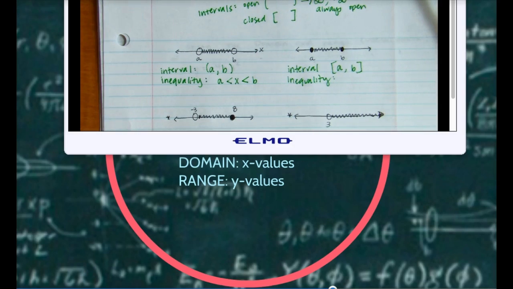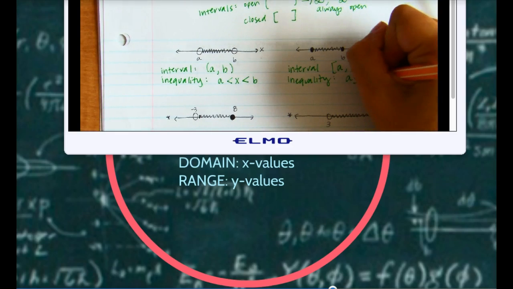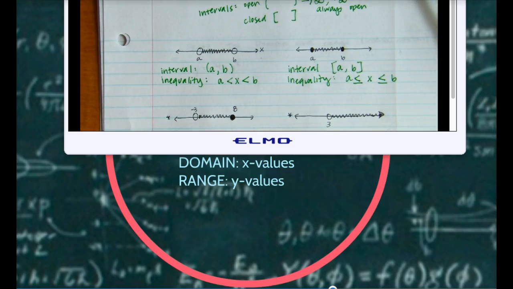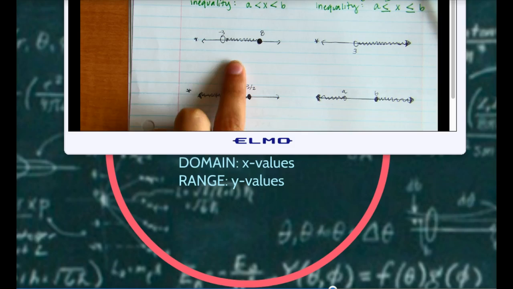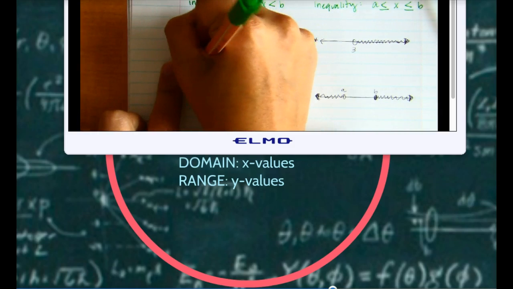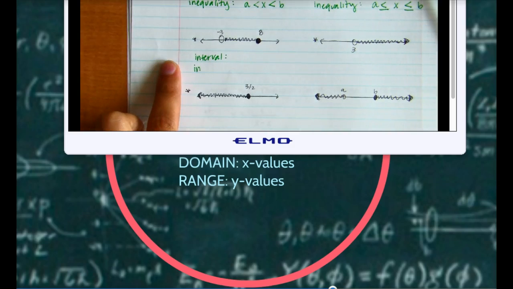Okay, for this one you should have answered A is less than or equal to x, which is less than or equal to B. Let's look at a couple other problems. I want you to give this one a try. What is the interval notation for this one? What is the inequality notation? Go ahead and give it a try.